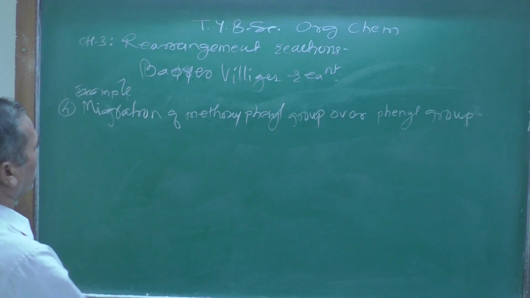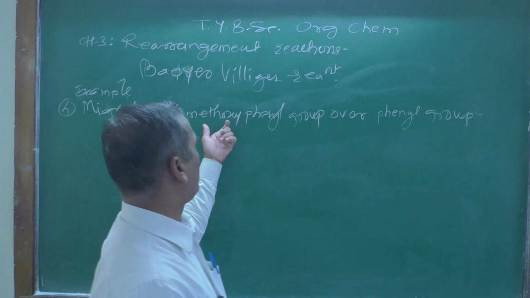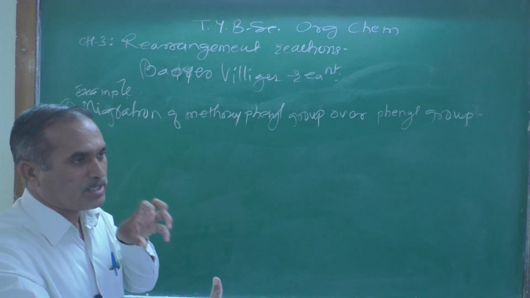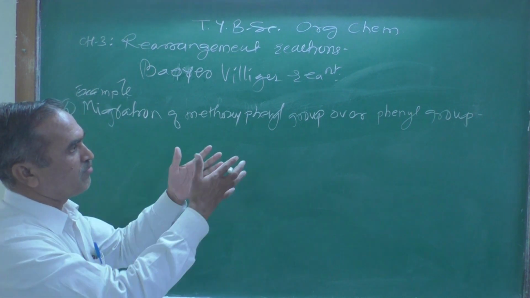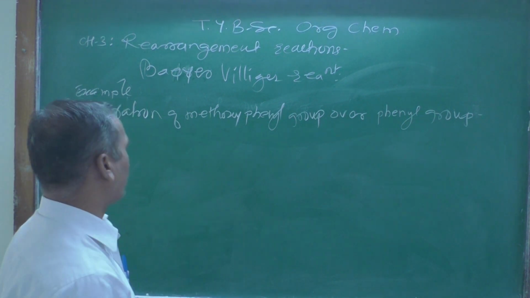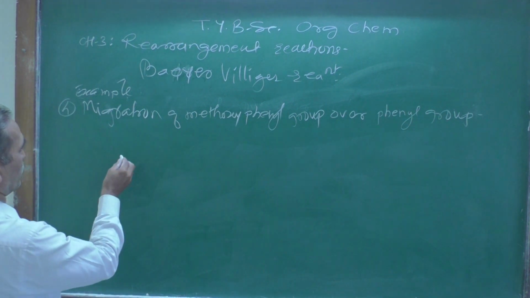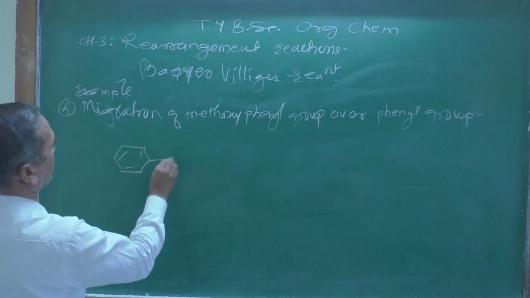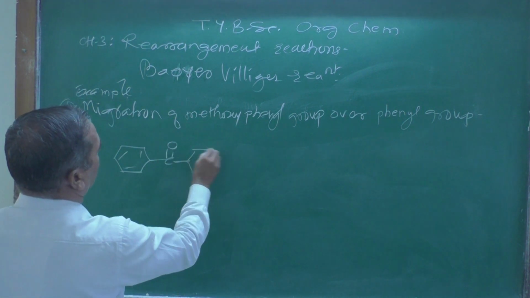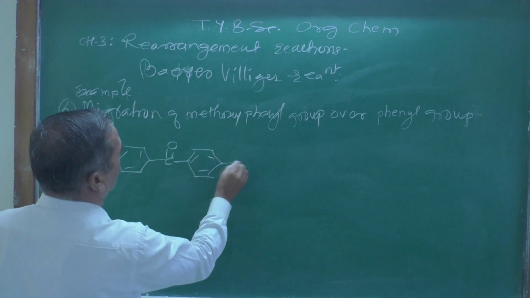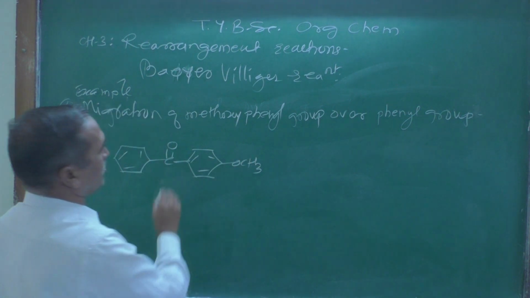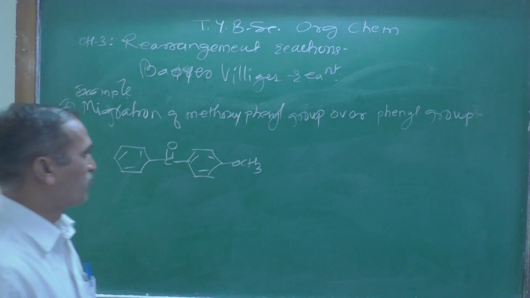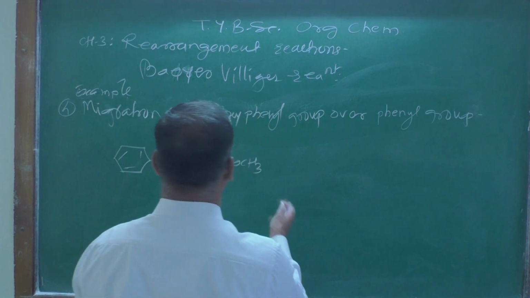You should remember here the migratory aptitude. Here methoxy, as we know, is an electron donating moiety attached to that benzene ring, and phenyl is a plain benzene ring. So let us see the structure over here. How can we draw the structure? This is, suppose, a phenyl group, C double bond O, and then we write OCH3. This compound is called paramethoxy benzophenone.